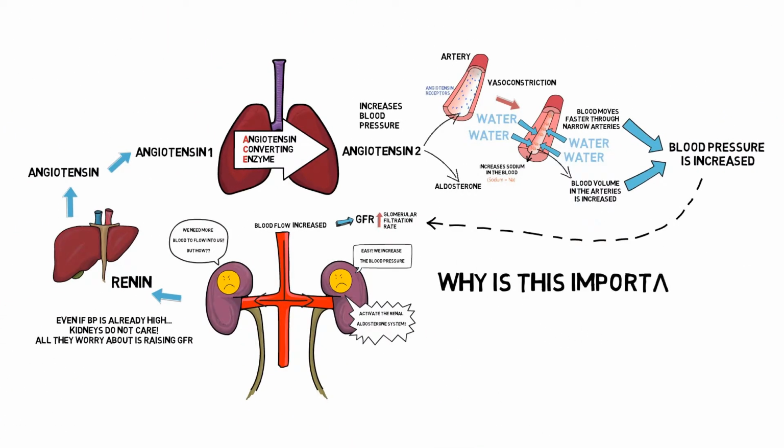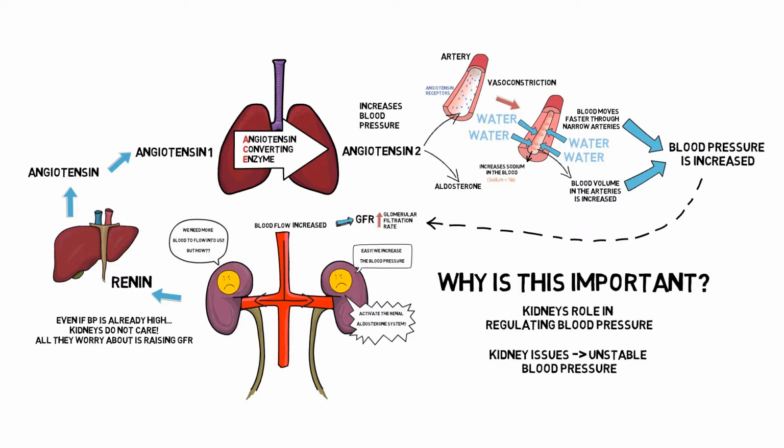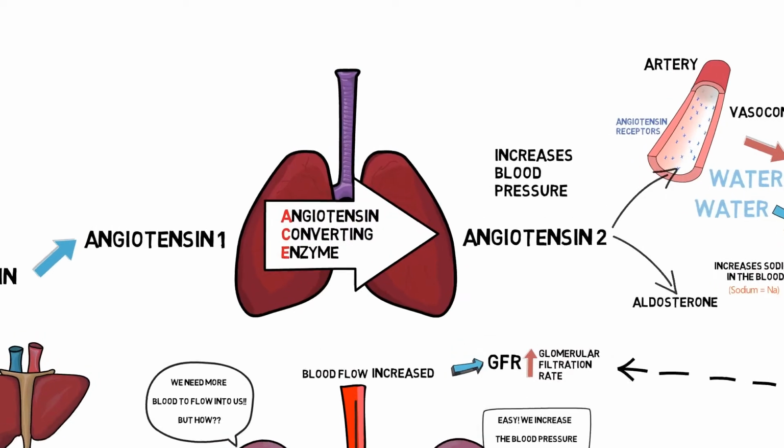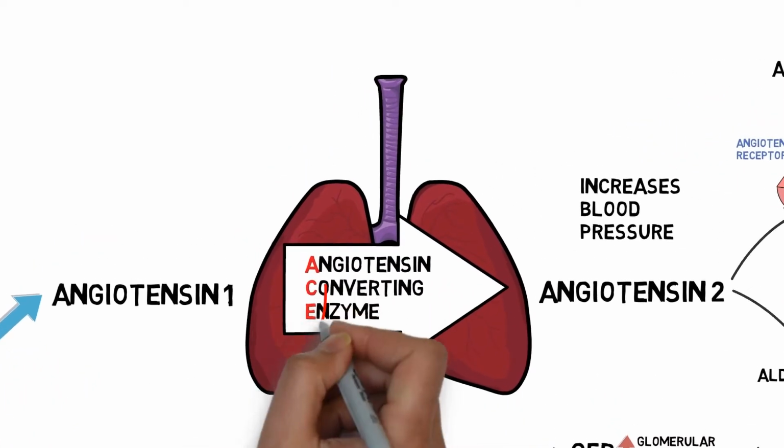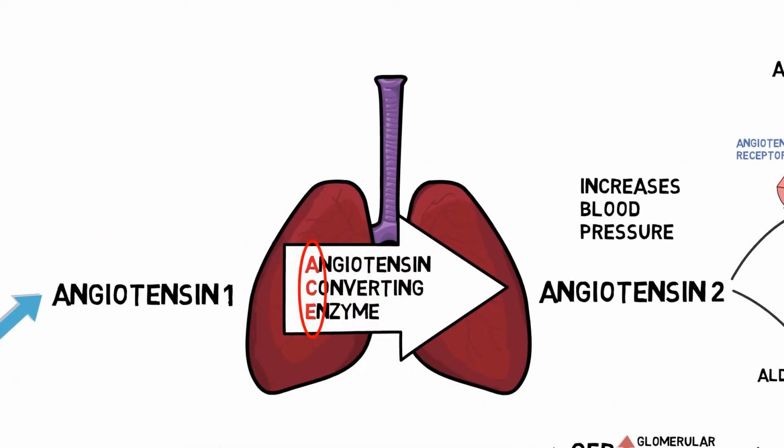Now, why is this important? Well, we can now understand the kidney's role in regulating blood pressure. We see people with kidney issues and understand why they can have unstable blood pressure. And it also teaches us how and where blood pressure medications work in this system. Now the first one, do you remember that name we said? It was ACE, for angiotensin converting enzyme.